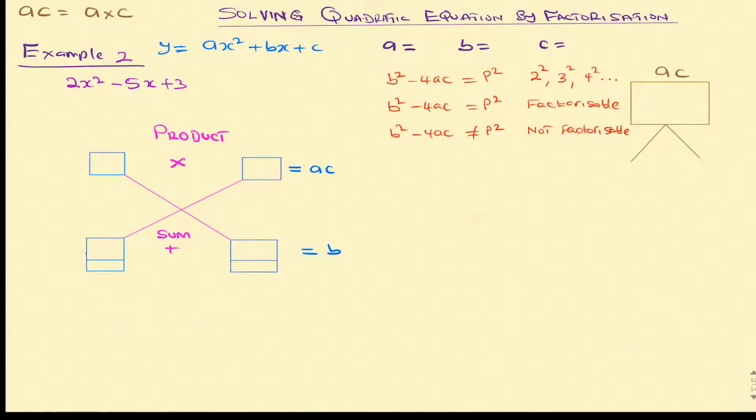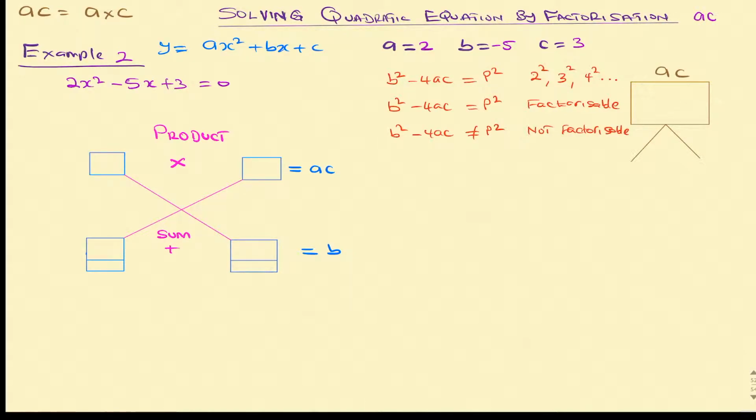Example 2. We're going to solve the quadratic equation by factorization. First, we factorize it and we set it to 0. Because y is set to 0, we can solve for x. First, we write a, b, c, which is 2, because this is 2x squared, and b is minus 5, and c is 3. We need to find AC.